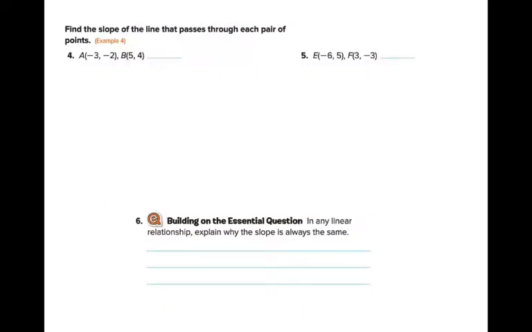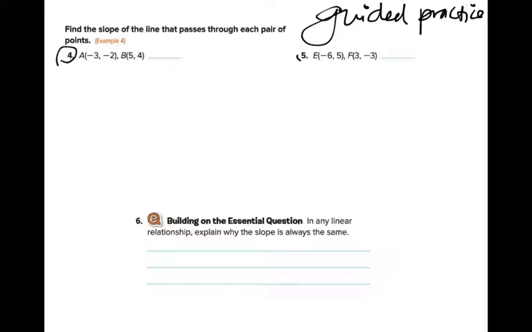Okay, so now I want you to go to the guided practice. Okay, and on the guided practice, we're going to look at 4, 5, and 6. Now what I want you to do is pause the guided practice. I want you to try 4 and 5 on your own, unpause, and you'll see the answers pop up. For number 6, it says, in any linear relationship, explain why the slope is always the same.